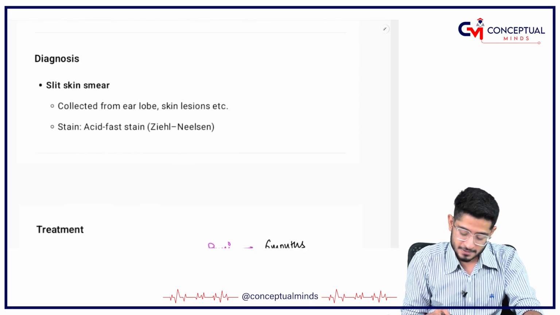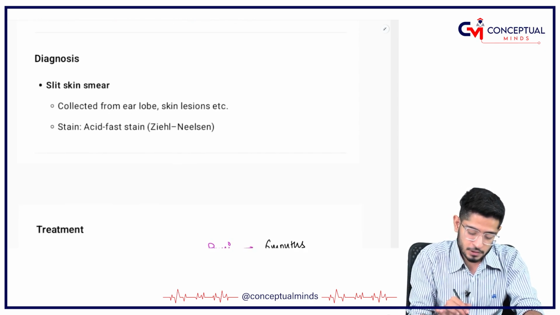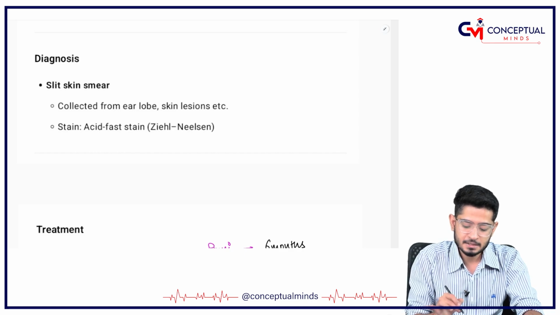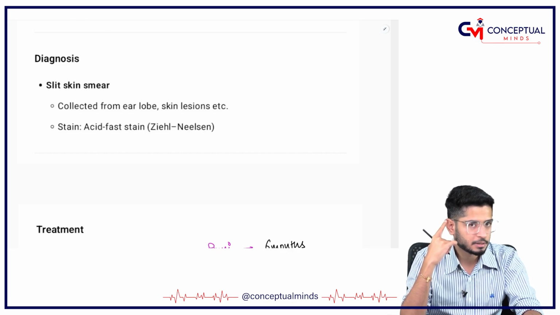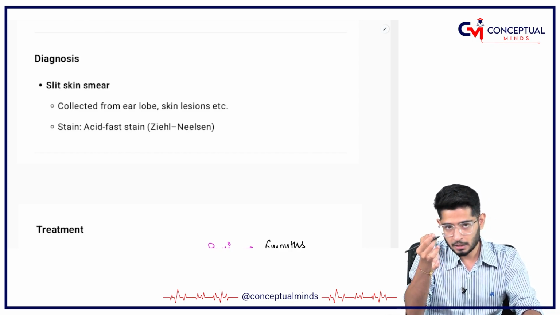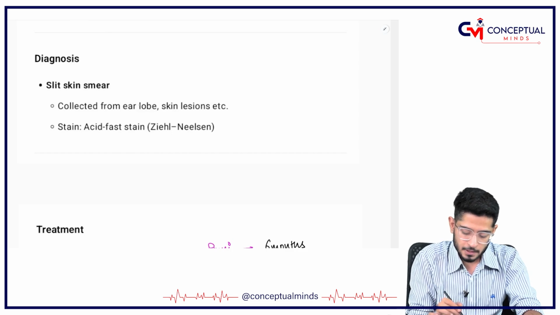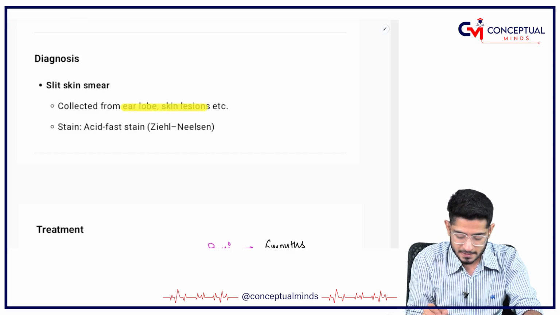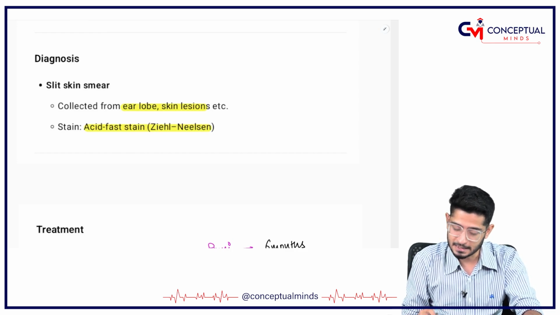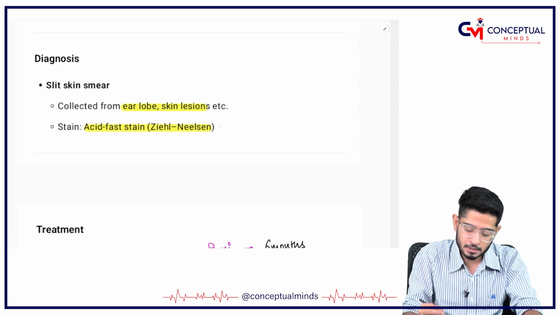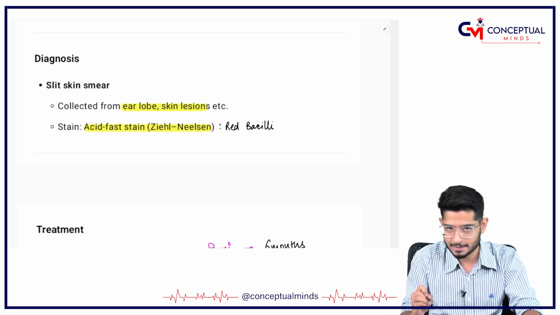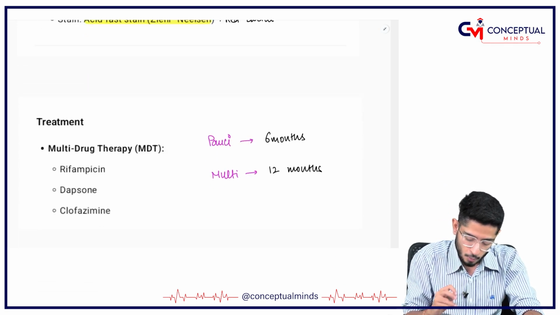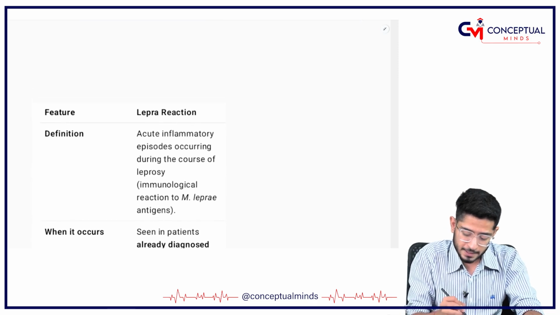So, how will you diagnose it? In order to diagnose, we have first the skin slit smear. Whenever you see that leprosy is going over the pinna or on the face, you just take a skin smear out of it. Generally it is taken from the earlobe or skin lesions, and then you stain it with the acid-fast stain or the Ziehl-Neelsen stain, and the red bacilli will be seen properly, just as I have shown you. Second is going to be lepra reaction.